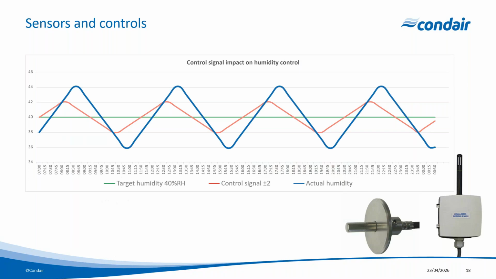And there we can see the variance. If we have a set point of 40% RH, we have a variance for the sensor, and then we have a variance for the humidifier.